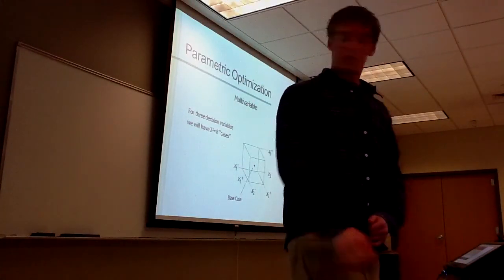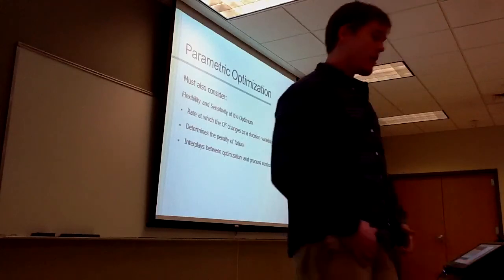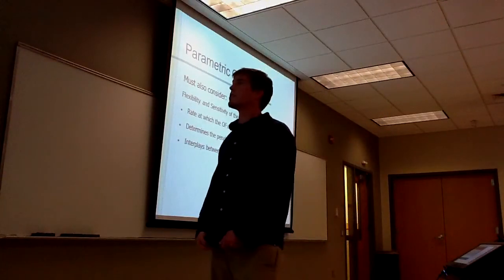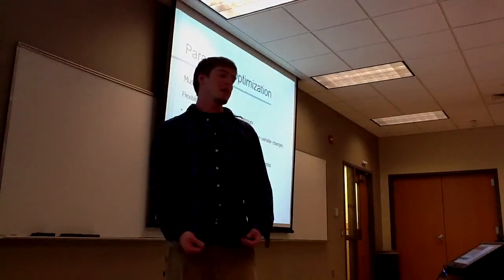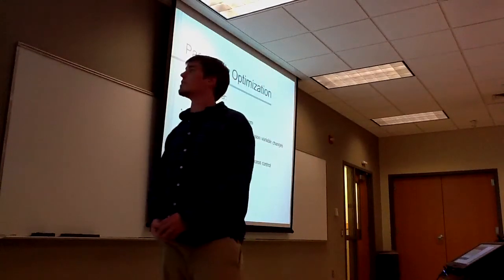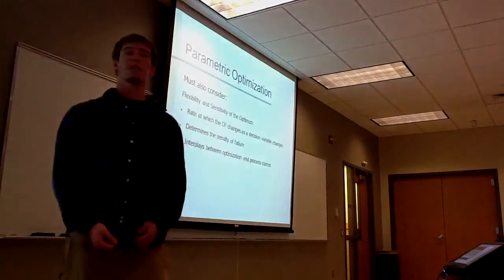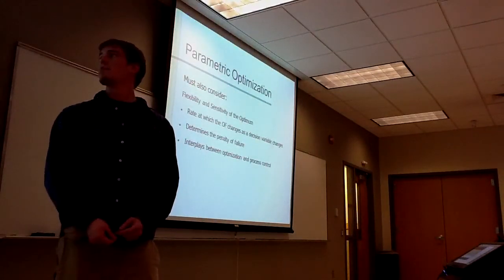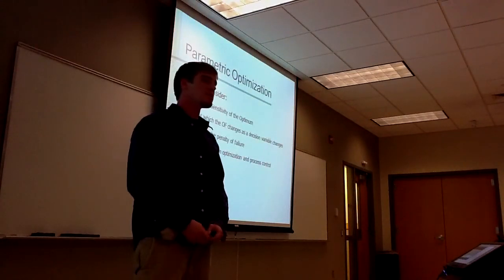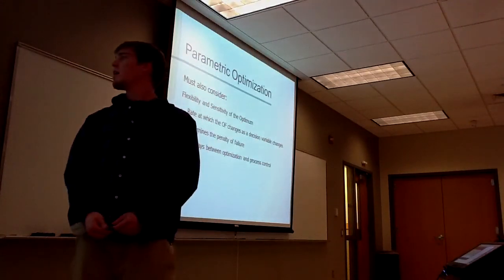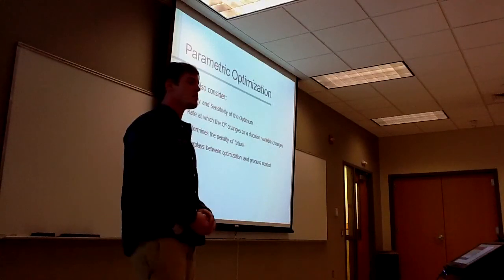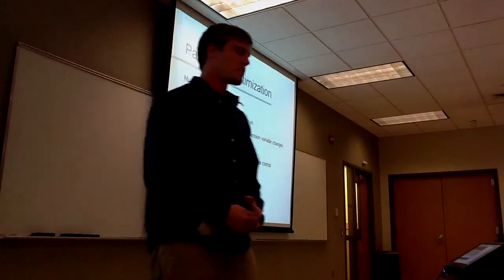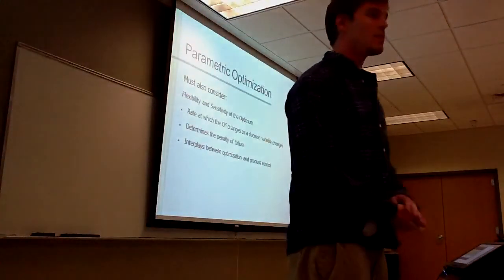And that is multivariable. When considering this, you must also consider flexibility and sensitivity of the optimum. This could be the rate at which the operating function changes as a decision variable changes, and it can determine the penalty of failure. Some decisions may have greater effects on net present value. This is the interplay between optimization and process control to try to find an optimum. And that is it for optimization.